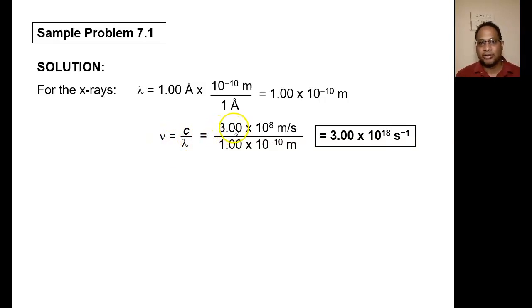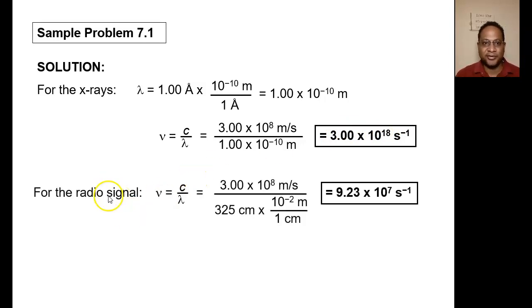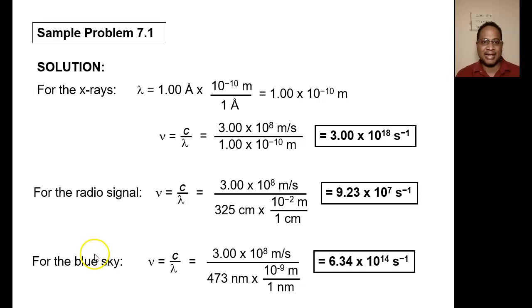So just 3 × 10⁸, remember, meters per second, divided by 1 × 10⁻¹⁰ meters. So the meters cancel, so we're left with per second, and just trying to keep the sig figs straight, we have 3 sig figs × 10¹⁸ per second. Got it? Next example we have for the radio signal. Again, we do the conversion from centimeters to meters as before, and then do the division. We get 9.23 × 10⁷ per second. And finally, for the blue sky, do the conversion from nanometers to meters, and the answer will result in 6.34 × 10¹⁴ per second. So you guys got that, right?